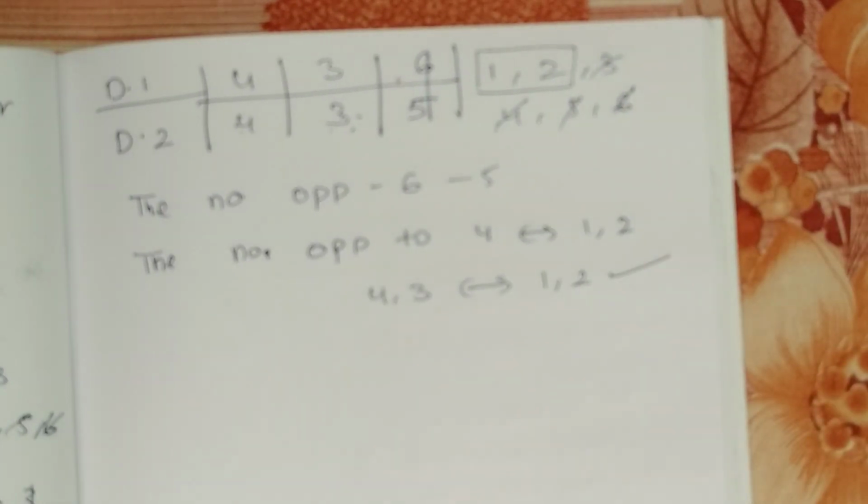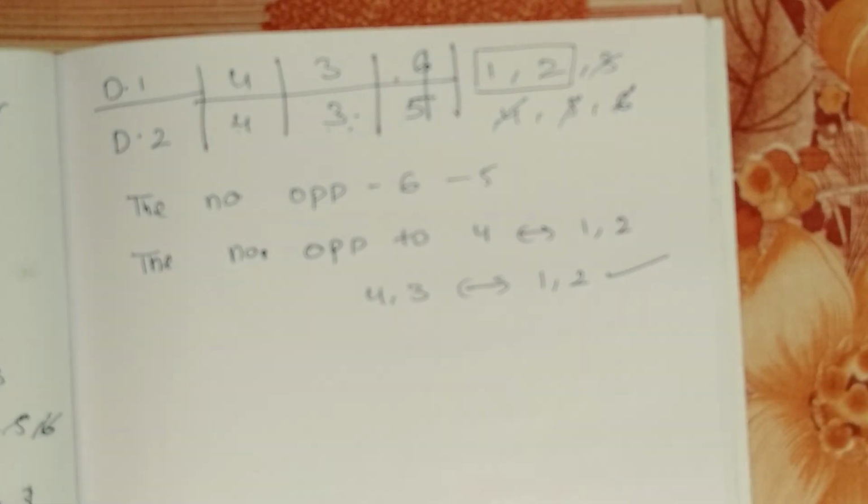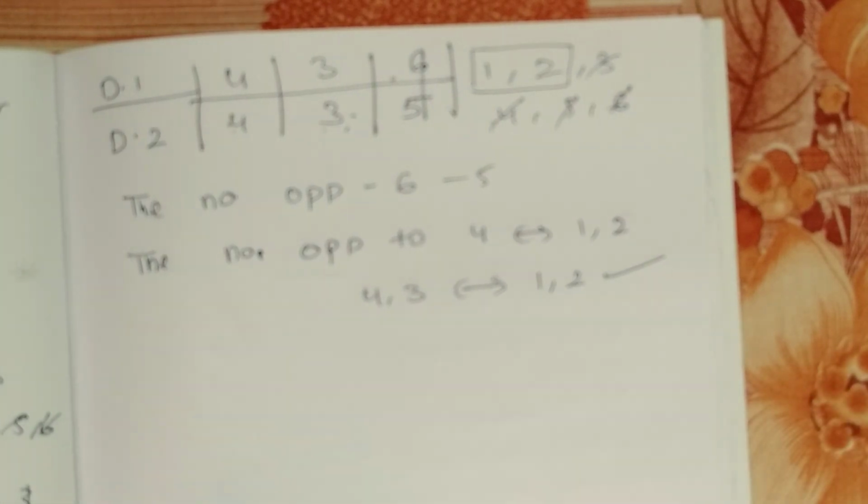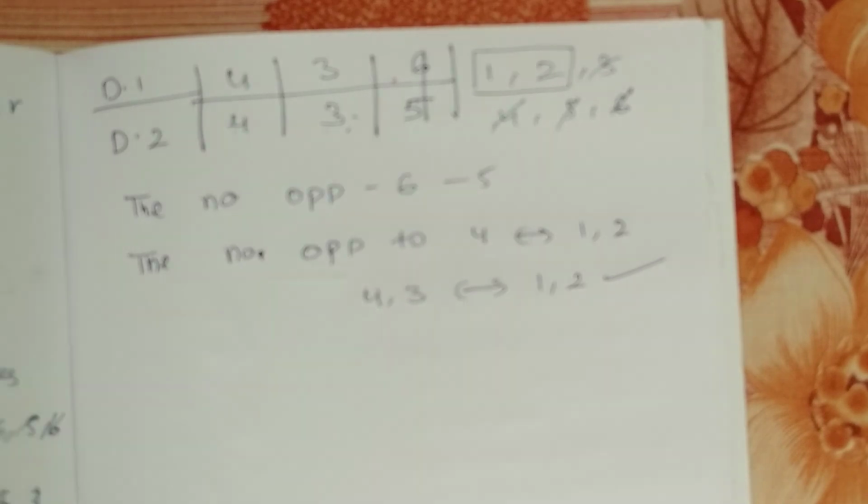Based on the option, you can tell whether it will be 1 and 2 for 4 and 3, or 3 for 2. It depends on the question and the option given there. So in this next topic, I'm going to tell you about open dice. This is a small topic after standard dice.